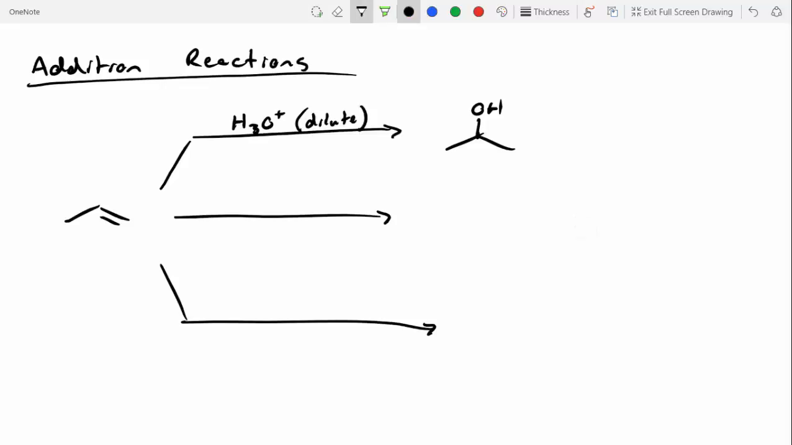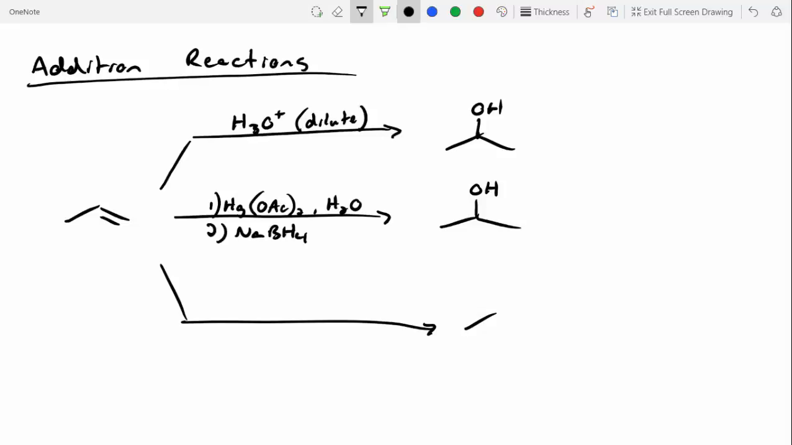What's another method for adding on that alcohol onto the more substituted carbon? Yeah, oxymercuration-demercuration. Why would we use that? Yeah, prevent rearrangements. So we'll treat this with mercuric acetate and water, followed by a reduction with sodium borohydride, and that will give you your alcohol, specifically if you're concerned about rearrangements.